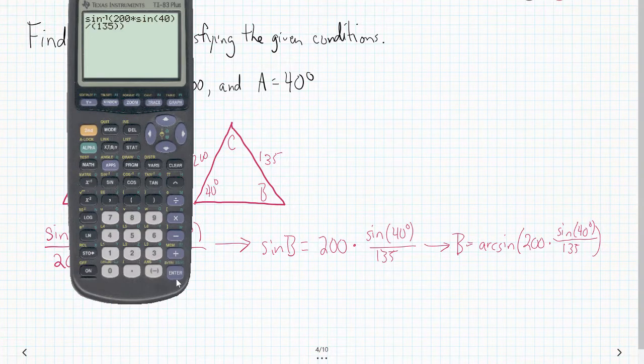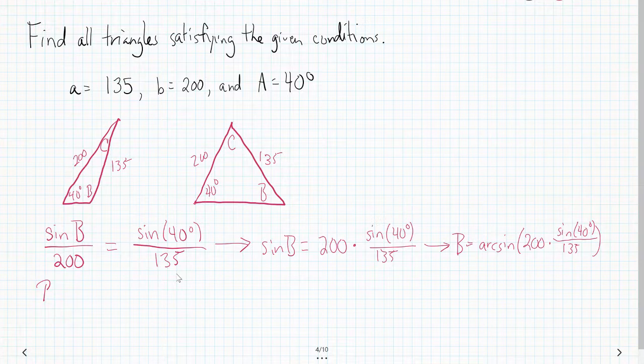Okay? If we hit enter, notice we get this magical 72 point, we'll say 23 degrees. So B equals 72.23 degrees. But there is some caveat here that we have to watch out for.